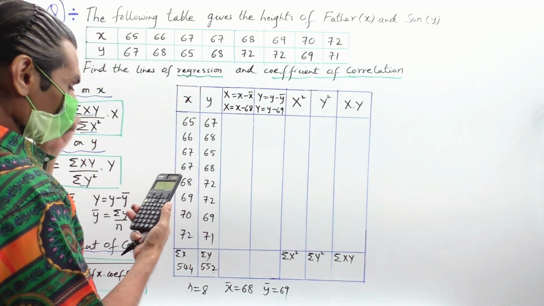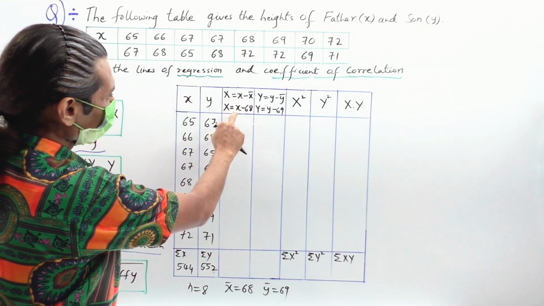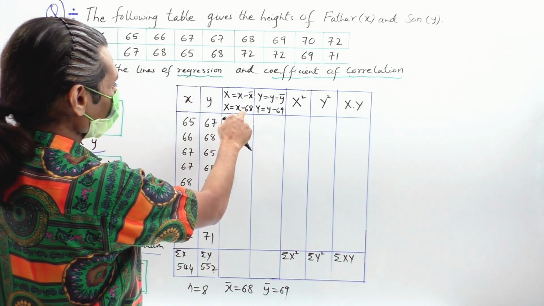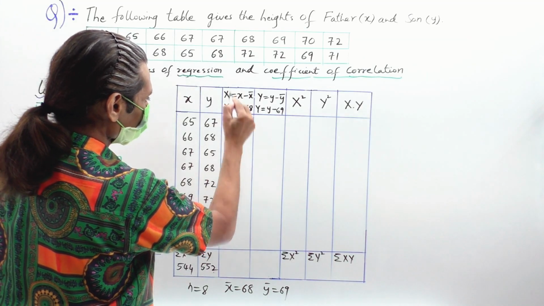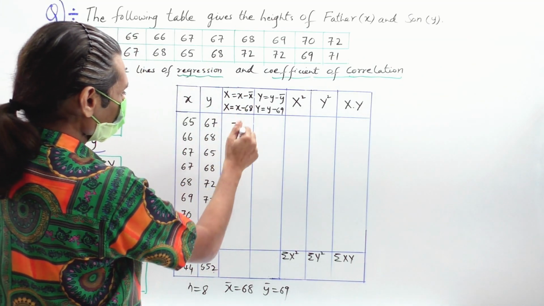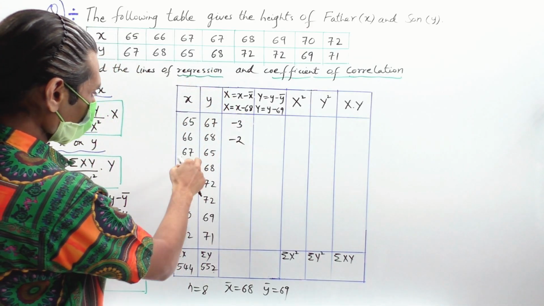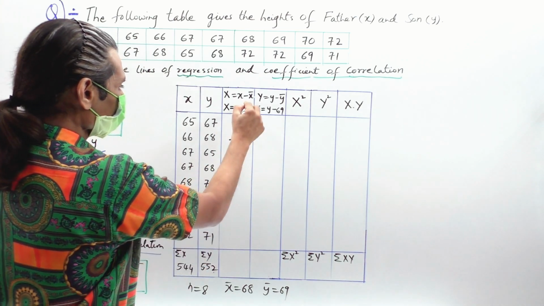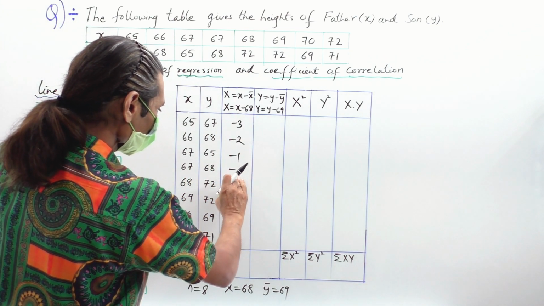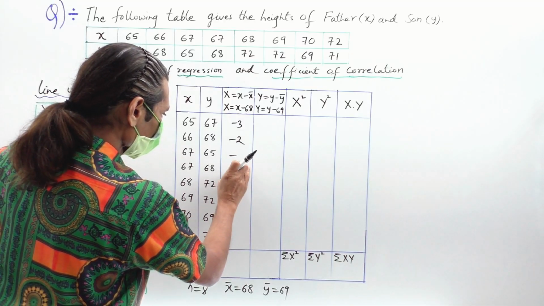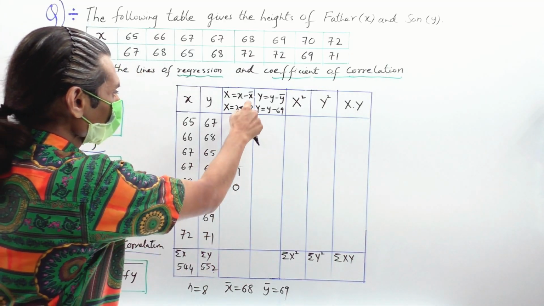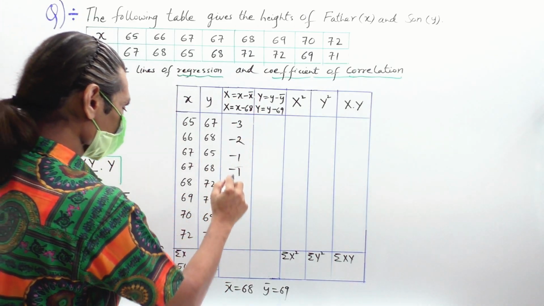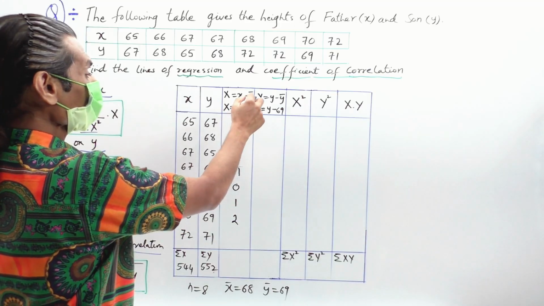Getting it? So first what we will do, we will find these values here. See, x minus 68: 65 minus 68 will be how much? Minus 3, right. Then 66 minus 68, minus 2. Then we have 67 minus 68 is minus 1, then again minus 1, 68 minus 68 is 0, am I right? Okay, next 69 minus 68 is 1, then 70 minus 68 is 2, and lastly 72 minus 68 is 4.